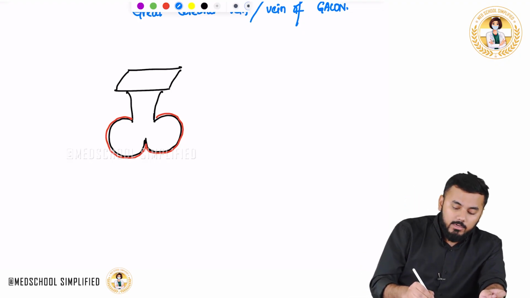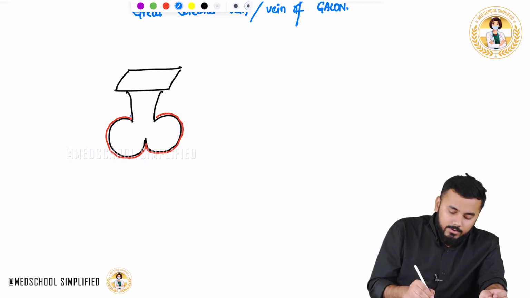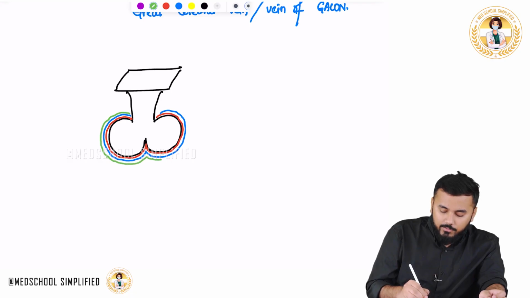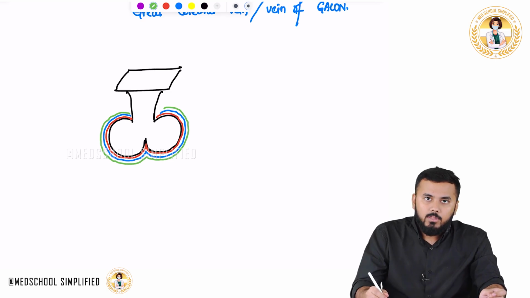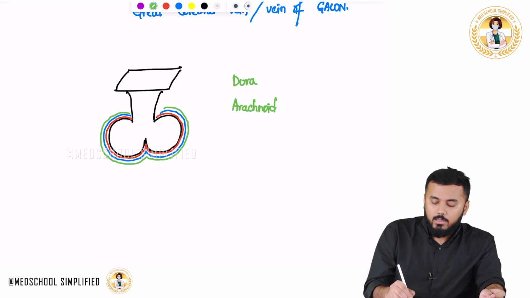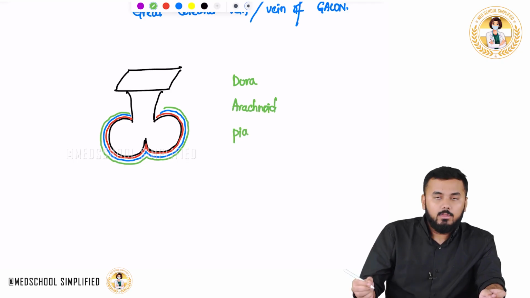Okay, now after this pia mater, the second layer is your arachnoid mater. This blue color one which I am drawing right now is your arachnoid mater. After this arachnoid mater, the next layer is the dura mater. Now one very interesting thing you have to know here: do we have three layers of meninges? Yes, right? So what is the outermost layer? Dura mater. Next we have arachnoid mater, and next we have pia mater, right?